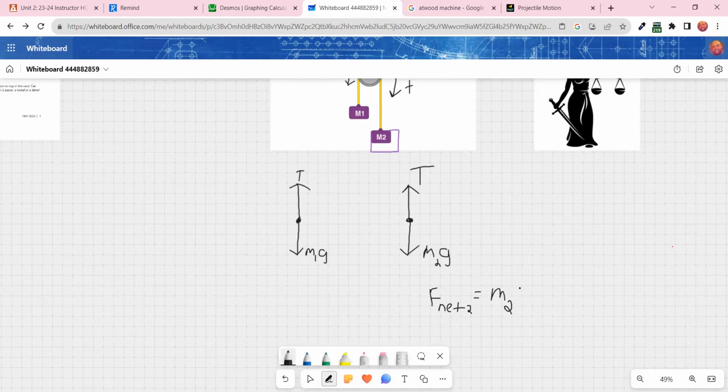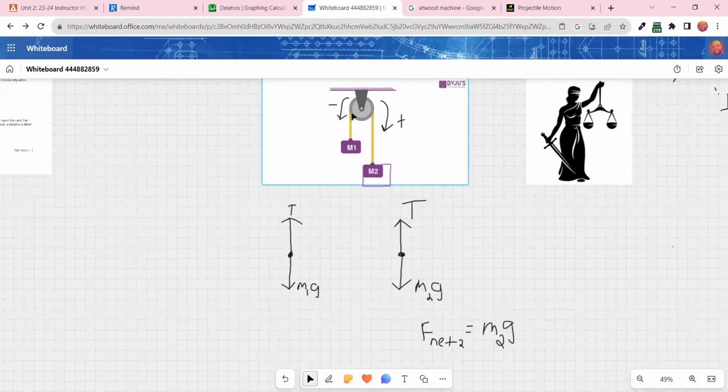M2G. Okay. Wait, what was your question? So if this is the axis of rotation, since this block is bigger, we're going to assume it's bigger, I'm going to say it's going to rotate this way. And since it's rotating this way, I'm just going to make the math easier for myself and say that this is positive and this is negative.